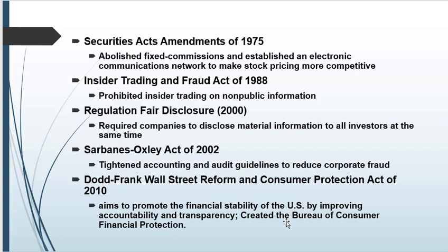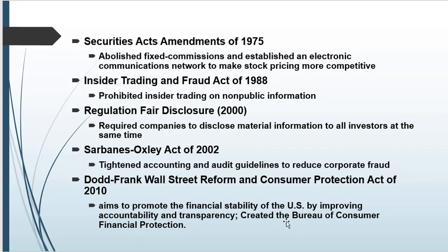We've had an Insider Trading and Fraud Act in 1988, which placed much higher regulation and scrutiny on the trades of those people inside the company that have inside information. We have the Fair Disclosure Act, which required companies to disclose material information to all investors at the same time. Sometimes it would leak out. They'd give information to a certain group of folks, and then they could trade and make money. Well, it has to be provided to everybody at the same time.